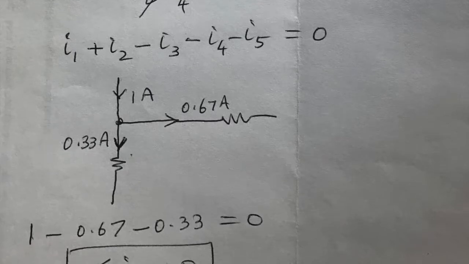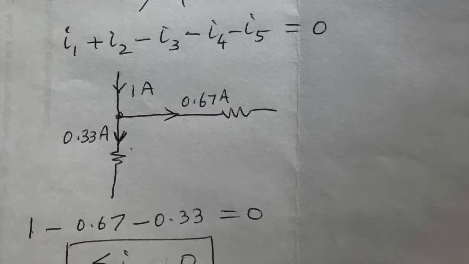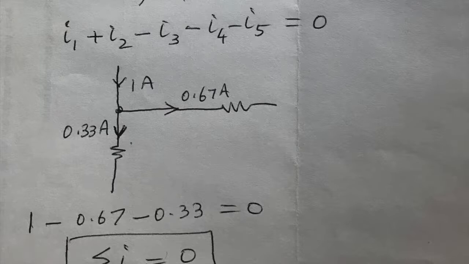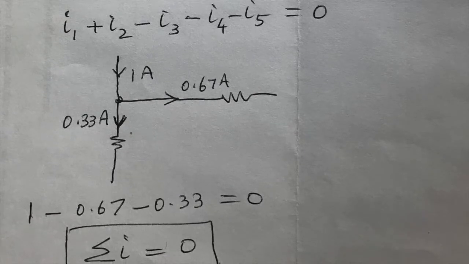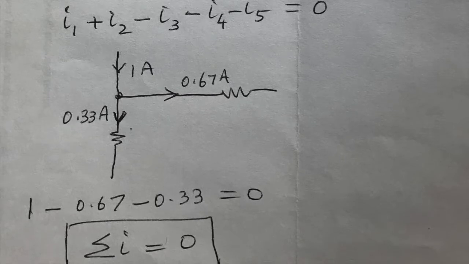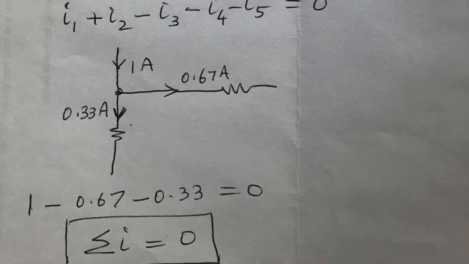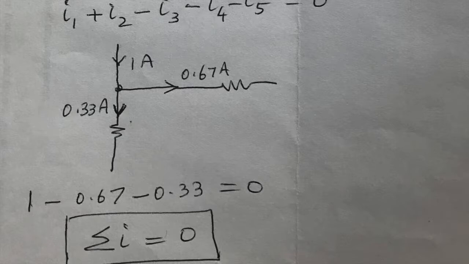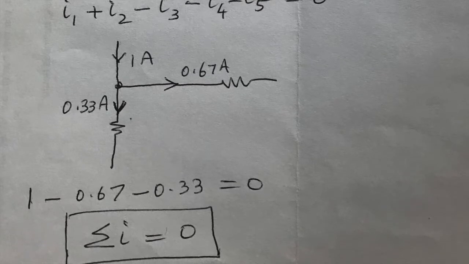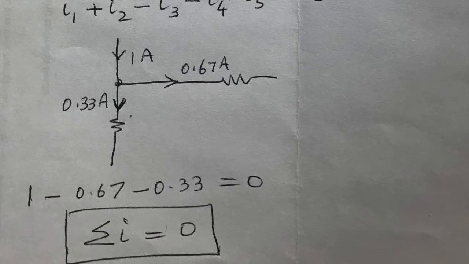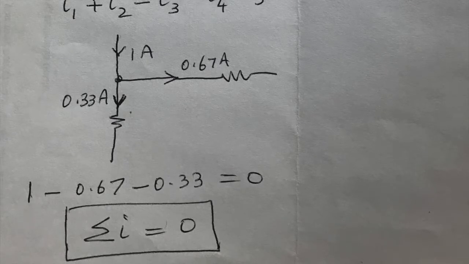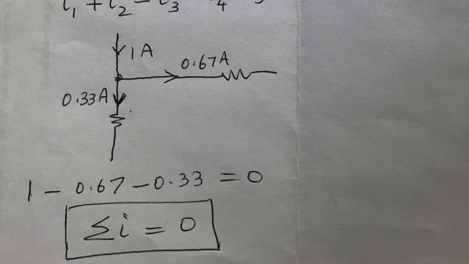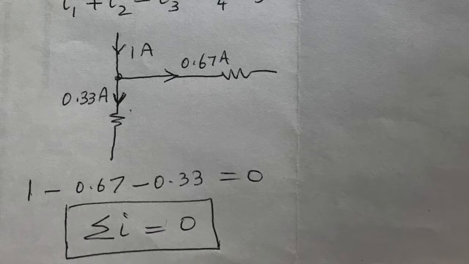And why is Kirchhoff's first law true? Because of conservation of charge. The charge coming in is 1 coulomb every second. The charge going out should be the same. That's why you see the total. So here, 1 minus 0.67 minus 0.33 equals 0. That's exactly Kirchhoff's first law.